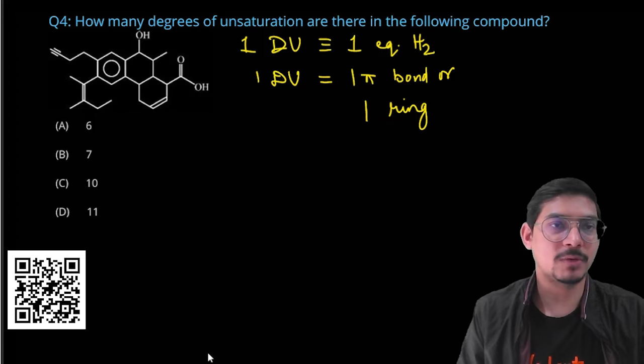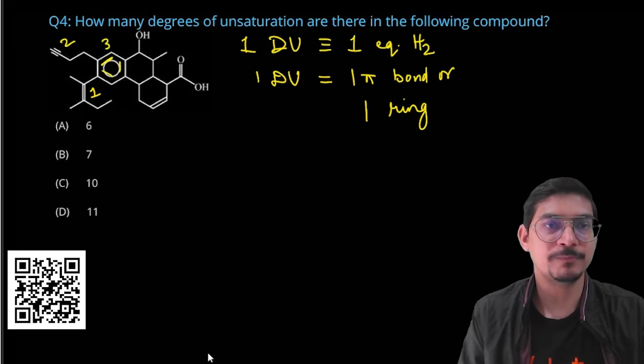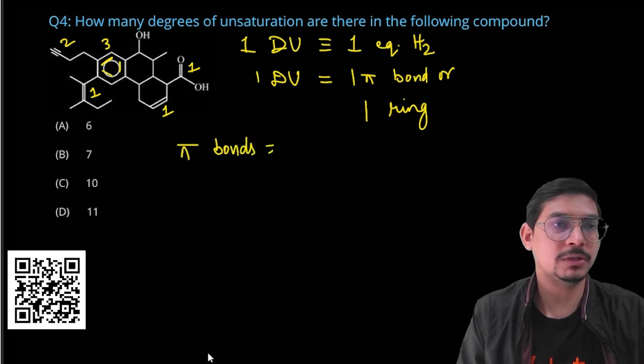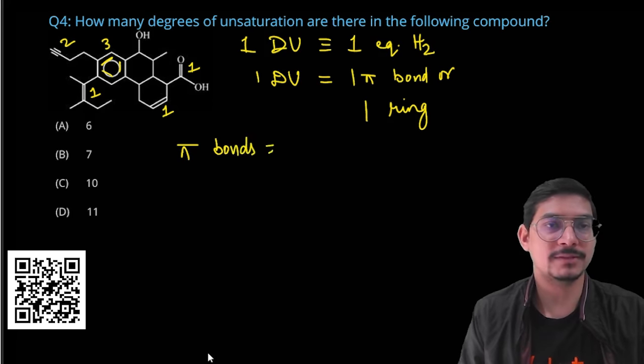So let us look at this molecule. First, let us count the number of pi bonds. We have 2 pi bonds here in this triple bond, 1 pi bond here, and this is benzene. If we individually show the 3 pi bonds, then 3 pi bonds are present in the benzene itself. We have 1 pi bond here in this cyclohexene ring, and we have 1 pi bond in this carboxylic group. So the total number of pi bonds in this molecule would be 2, 5, 6, 7, 8.